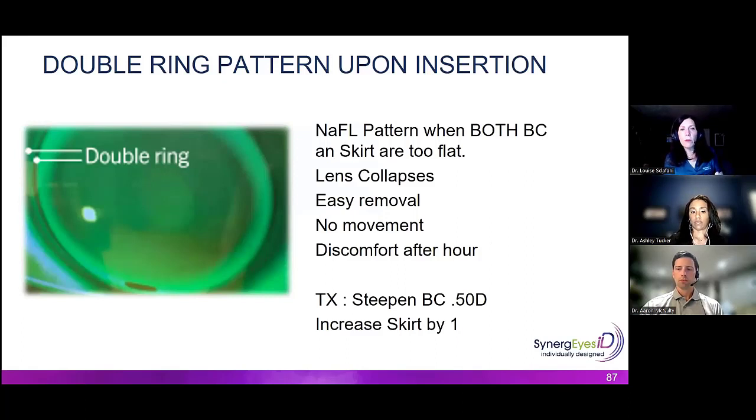And this double ring actually occurs when the lens is collapsing. It's typically because the skirt is too flat and the base curve is too flat. So you're going to have to modify both. You're going to have to steepen both the base curve and the skirt to get it to lift away a little bit. Typically, this lens is actually easy to remove.